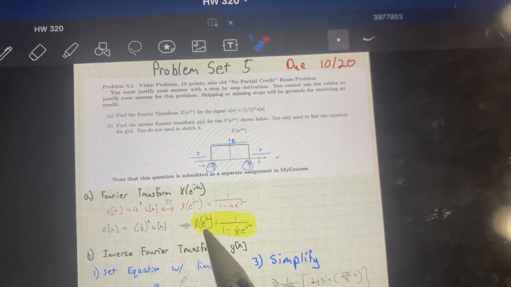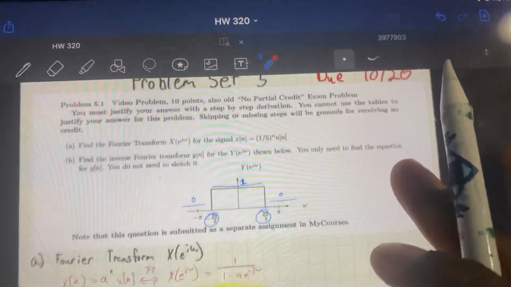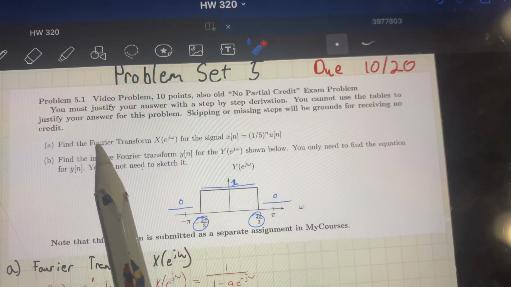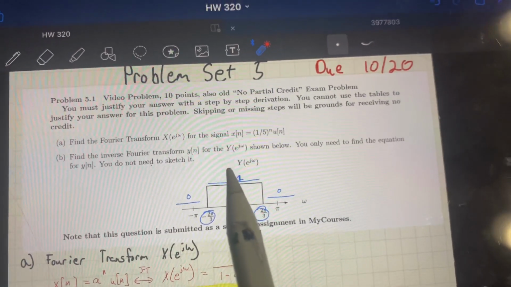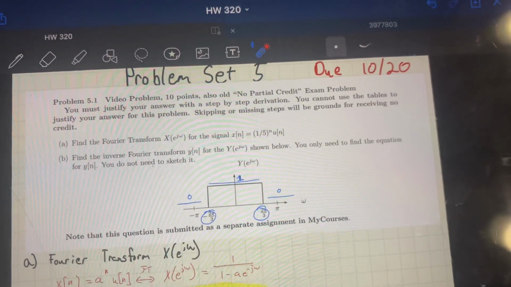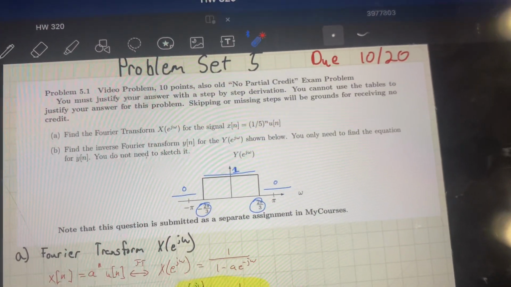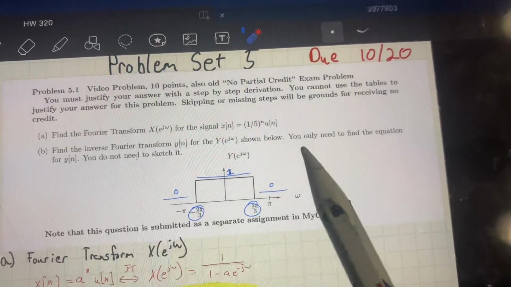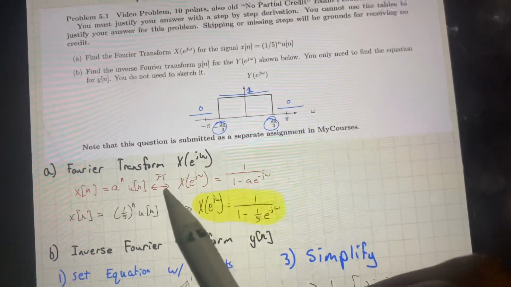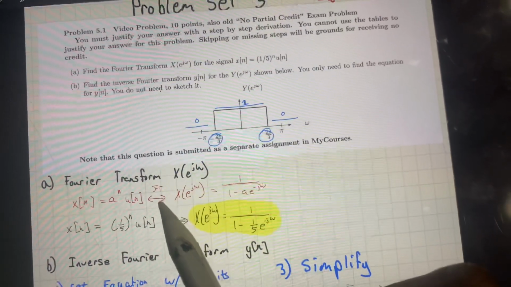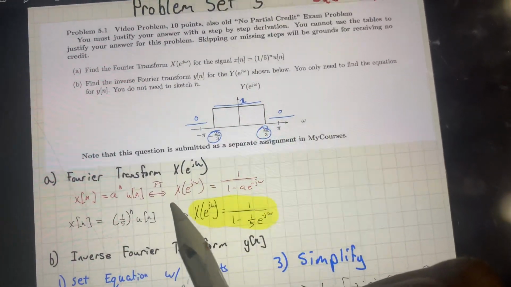So we are going to be solving problem set 5.1. For the first question, our goal is to find the Fourier transform X of e to the j omega for the signal x of n equals 1/5 to the n u of n. This one is going to be very simple. All we have to do is recognize that we have a Fourier transformation.